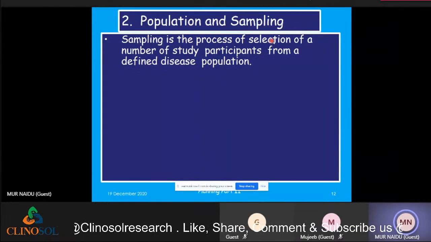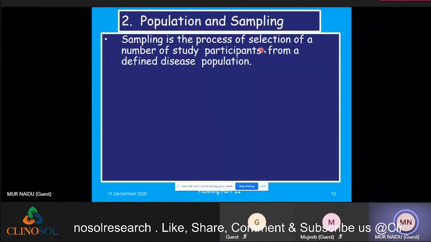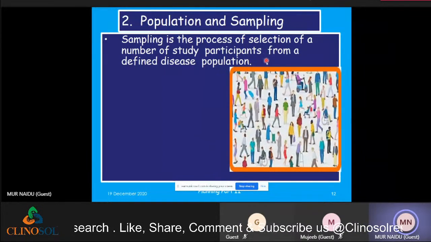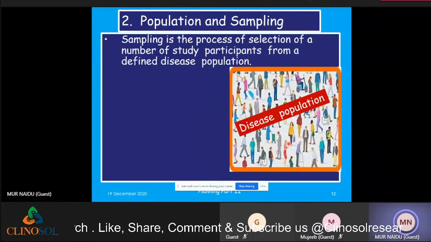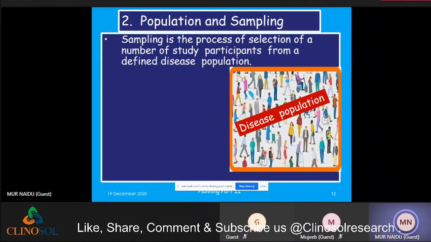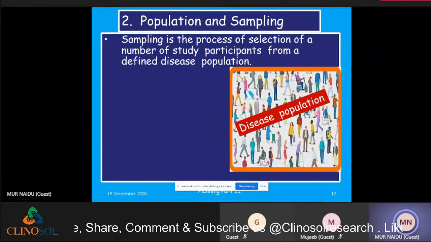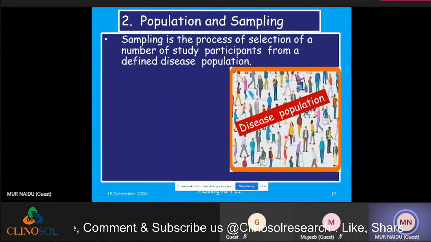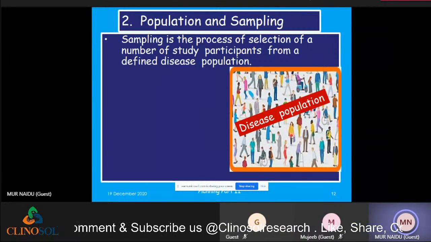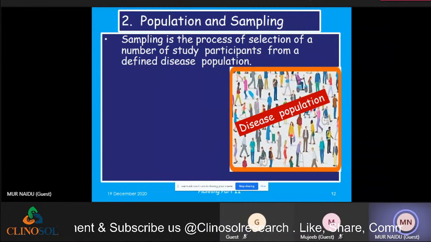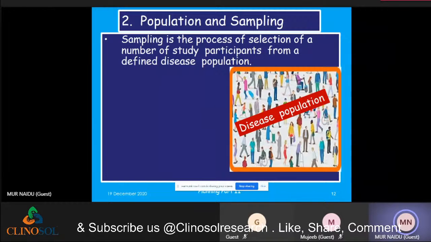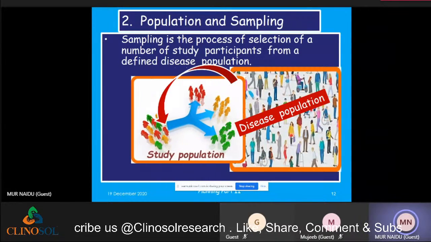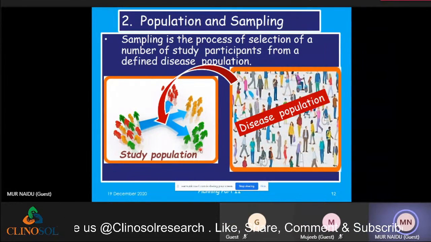The sampling process is the selection of a number of study participants from a defined study population. I have a defined study population. I want to do a study in a particular disease. I have thousands of patients available to me for that disease. Now, very important, all of them I cannot take into my trial. I have to select only a few as a study population based on my inclusion criteria and exclusion criteria.